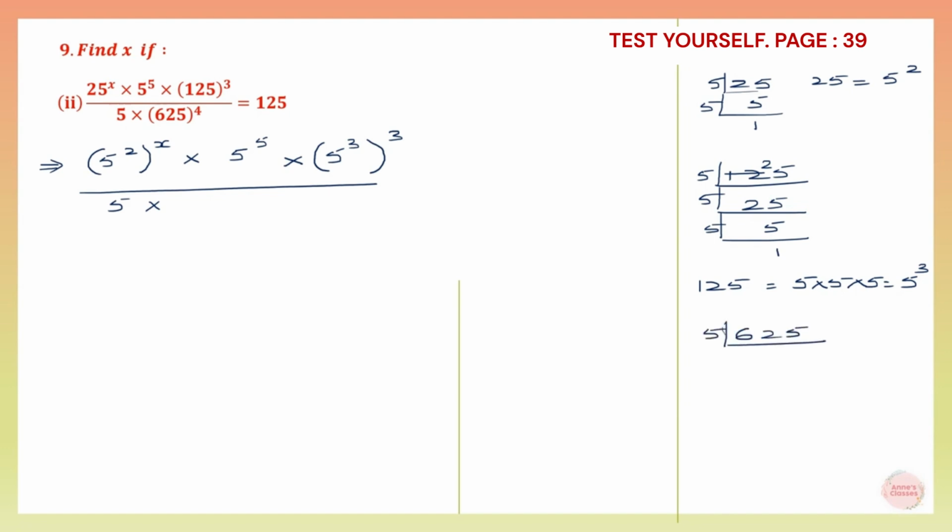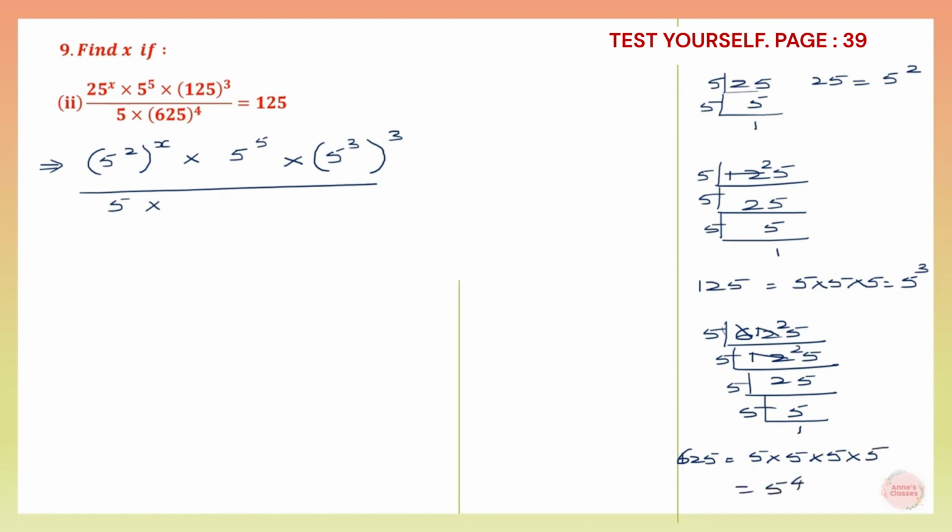Divide this by 5. 5 ones are 5. What is left is 1. 5 twos are 10. What is left is 2. 5 fives are 25. Continue. 5 twos are 10. There's 2 left. 5 fives are 25. Continue. 5 fives are 25 and 5 ones are 5. So 625, the prime factors are 5 into 5 into 5 into 5. That means 5 raised to the power of 4.